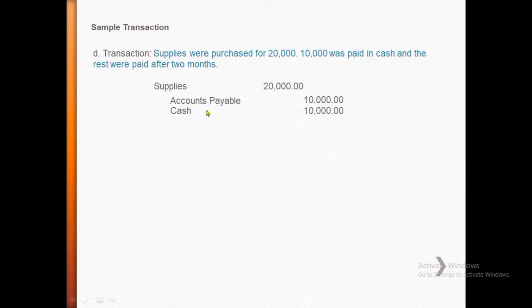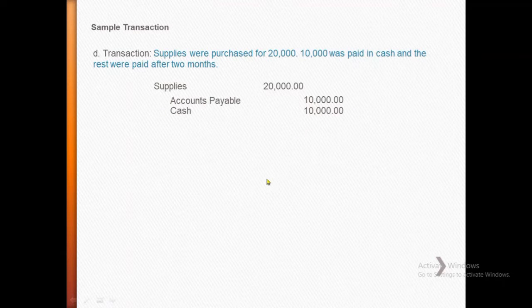You can read this as debit supplies 20,000, and then credit accounts payable 10,000, and then another credit, cash 10,000. As you can see, the credits are not written in line with the debit. There's a little bit of indentation in both these credit account titles and these amounts.